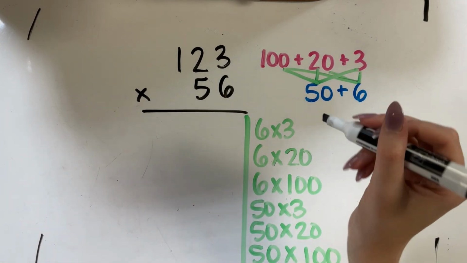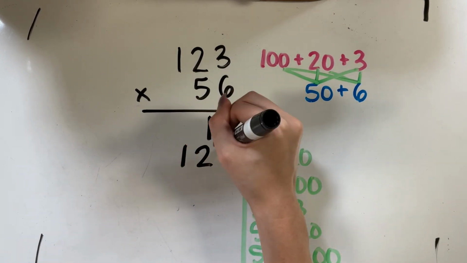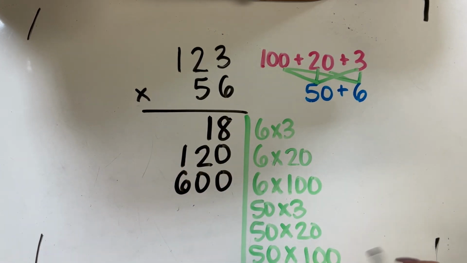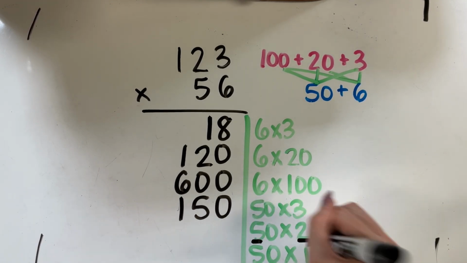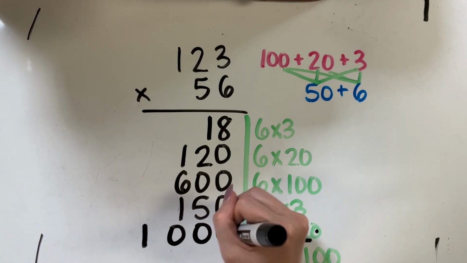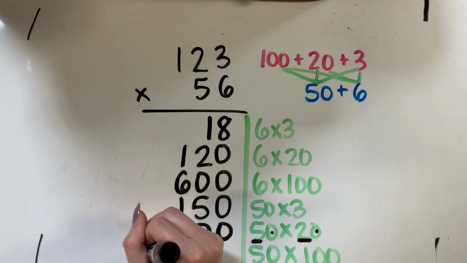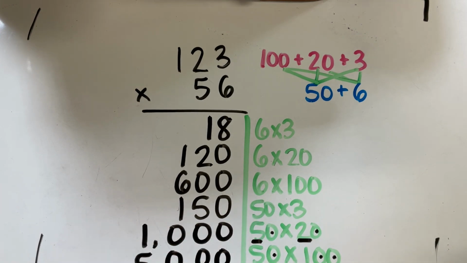All right, 6 times 3, that is 18. 6 times 20, 120. 6 times 100 is 600. 50 times 3 is 150. 50 times 20, let's use our powers of 10. 5 times 2 is 10. 2 zeros remaining to tack on at the end. Gives us 1,000. And then I've got 50 times 100. I know 5 times 1 is 5. 0, 0, 0. That's 3 zeros to tack on. That gives me 5,000.